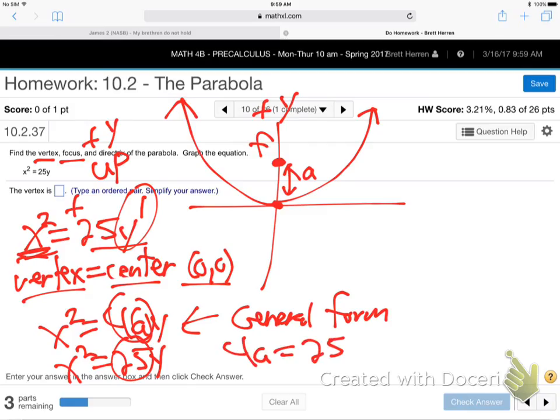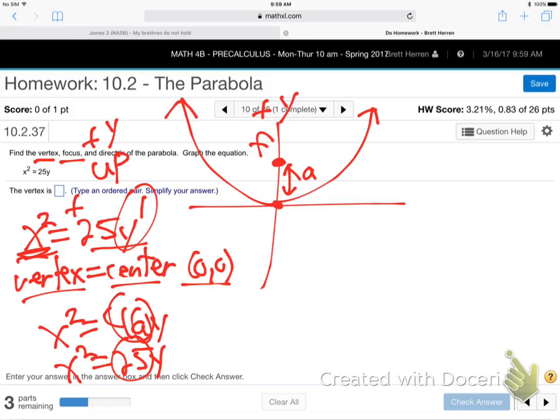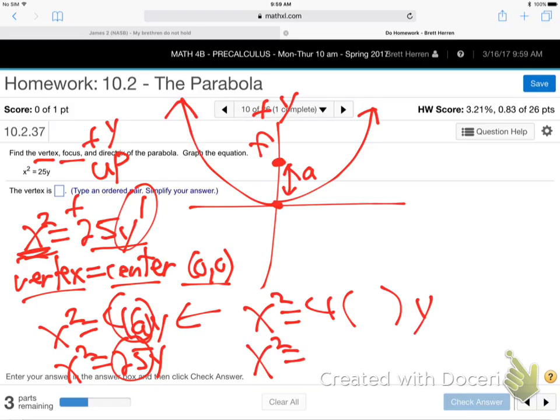Do you see that? In other words, what is a, so that 4a is 25? Or in fact, I bet I'm confusing you. Well, not totally confusing you, but I bet I can say it even easier. Just look at that. What does that a have to be? 4 times what times y to really be the same as 25y?